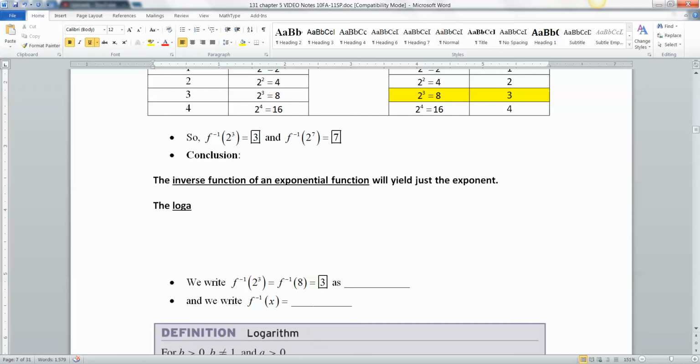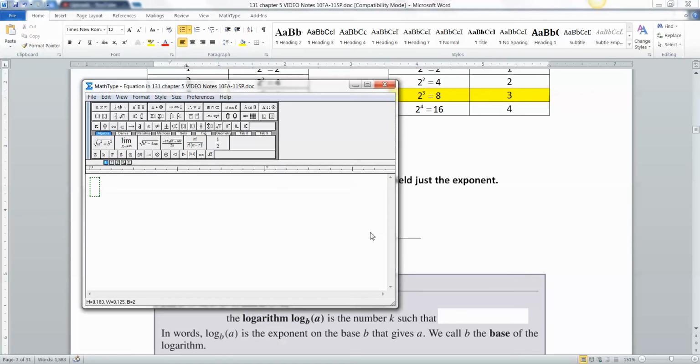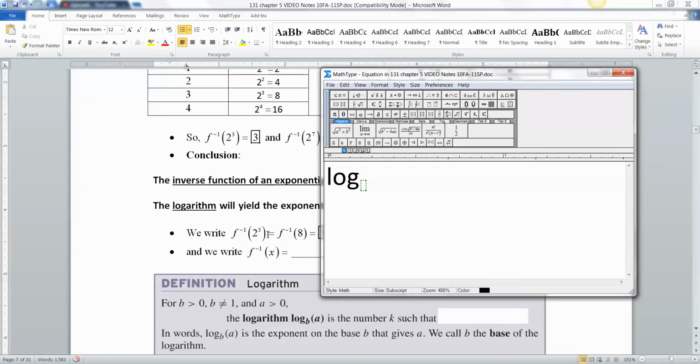So the logarithm will yield the exponent. Matter of fact, that's what the logarithm is. It's an exponent. It's kind of written a different way, or if you will, it undoes the exponent. Okay, so what they did was they decided to write this. Instead of writing f inverse of 8, they wrote it as log base, and the base of our exponents is 2, so log base 2 of 8 is equal to 3.